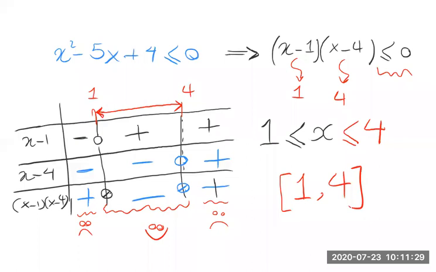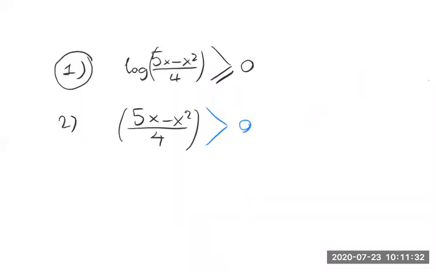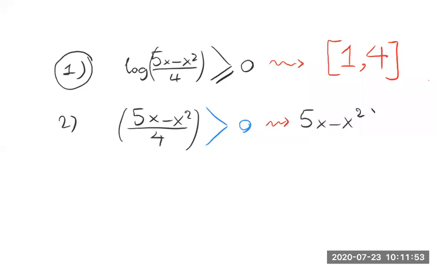Okay, so that's the answer for the first part. This part says from 1 to 4. What about the second part? The second part says our polynomial should be positive. In other words, 5x minus x squared, we can multiply both sides by 4, should be greater than 0. I can write it as x times (5 minus x) should be positive. The root of this one is 0, the root of this one is 5.